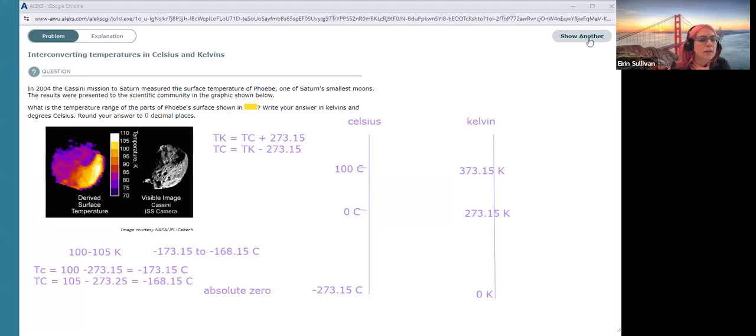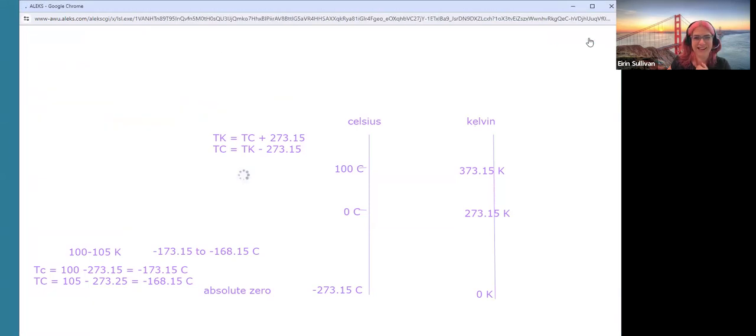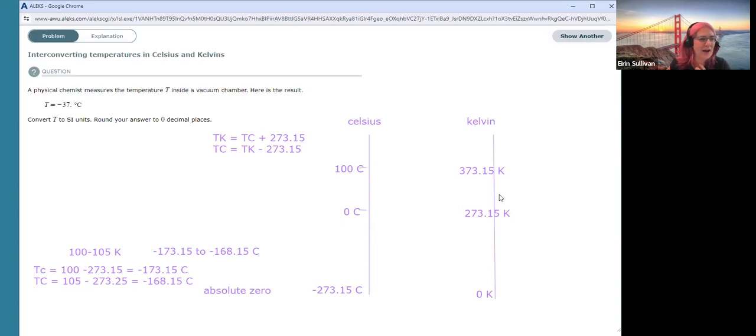Wonder if we have one converting Celsius into Kelvin. Let's have a look. No. Try again. Okay, so this is asking us to convert Celsius into Kelvin. Okay, so let's just switch color a second. So we have a temperature of minus 37 Celsius.